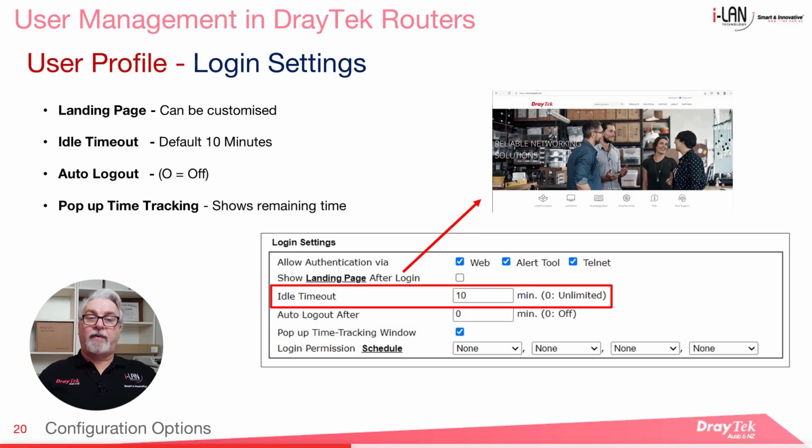The next setting is idle timeout. If there's no WAN traffic to the LAN client for the specified amount of time in minutes, the WAN session is reset and the user will need to re-authenticate before internet access is once again allowed. The default idle timeout value is 10 minutes.